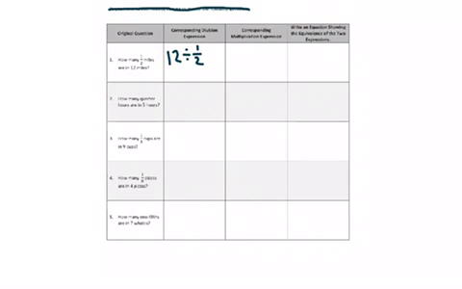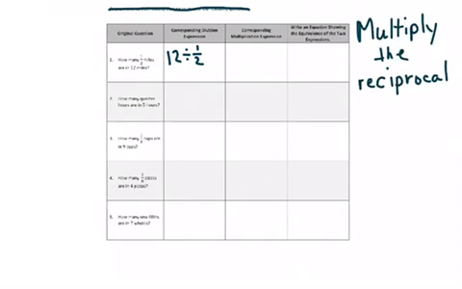Okay, and then in our next block right here, it says we're going to do a corresponding multiplication expression. Now remember what I told you about division of fractions. We multiply the reciprocal. Let me write that down. And the reciprocal is when our numerator becomes the denominator and our denominator becomes the numerator. So when we have 12 divided by 1/2, our corresponding multiplication expression will be 12 times 2 over 1. Okay? And 12 times 2 over 1 is the same as 12 times 2.